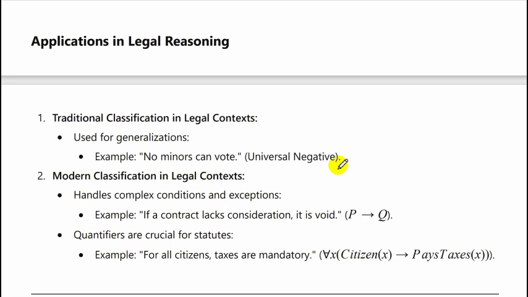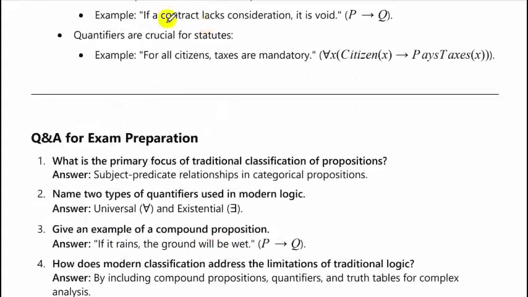Modern classification in legal context handles complex conditions and exceptions. Example, if a contract lacks consideration, it is void. P implies Q. Quantifiers are crucial for statutes. For example, for all citizens, taxes are mandatory. So this can be written in symbolic form: for all citizens implies they have to pay taxes. If they are citizens, they will have to pay taxes.